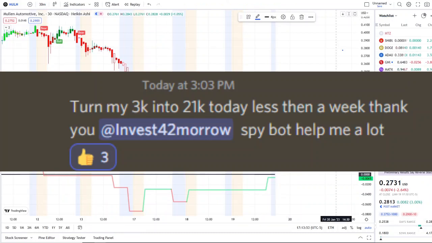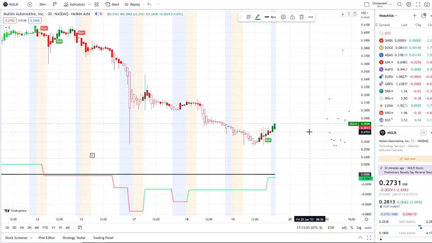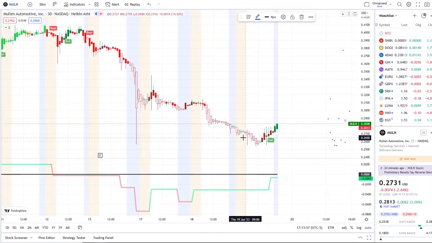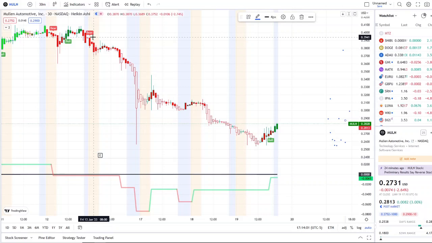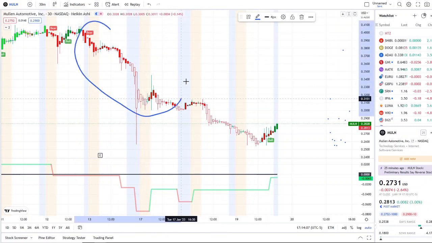So here we are with MMTLP stock, Mullen Automotive Inc., under a bull indicator for the first time since the bear indicator that popped up here at 39 cents on January 13th to the 14th, right? We saw that full transition to the downside be completed there.